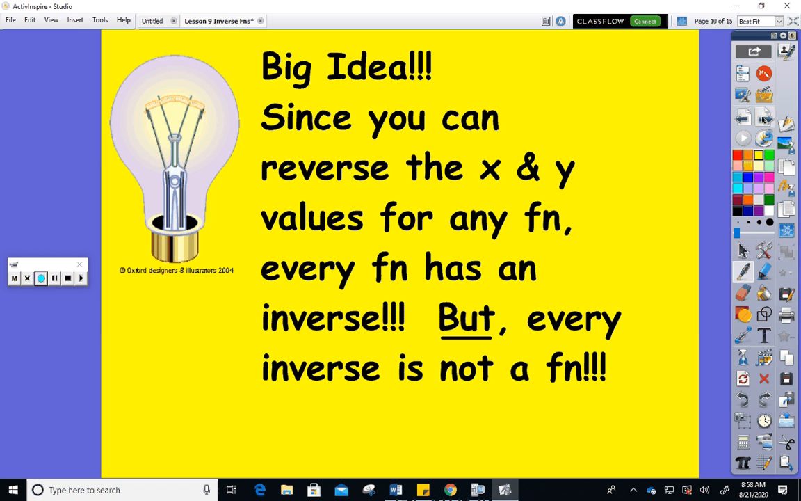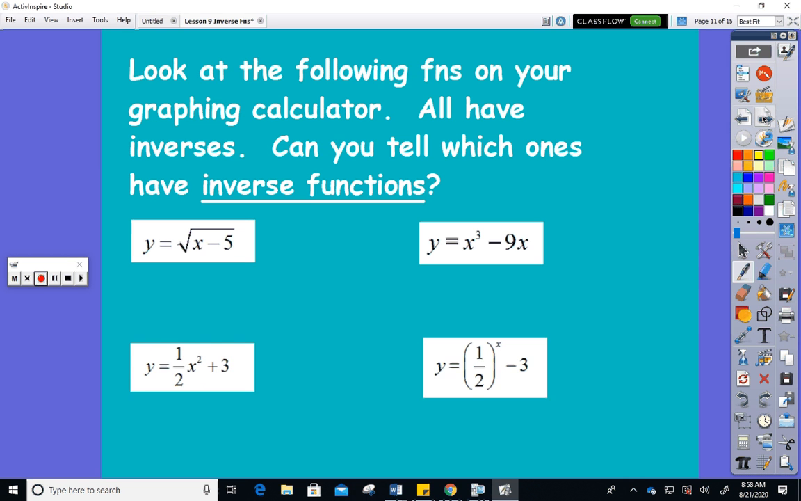All right, so now we're to the last topic. You can always reverse x's and y's and generate a new equation. You can always make a whole list of points on f of x, reverse the x's and y's, and generate a whole bunch of points on the inverse. You can always plot all the points for f of x and all the points for the inverse and see symmetry. But not every inverse is a function. So what we're trying to do now is determine, how can you tell quickly if a function has an inverse that's also a function?